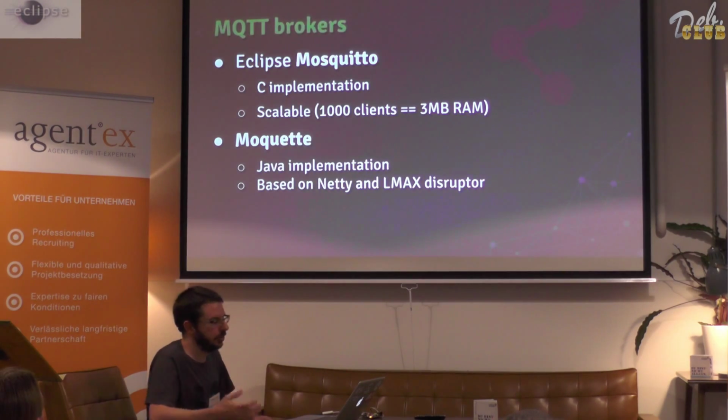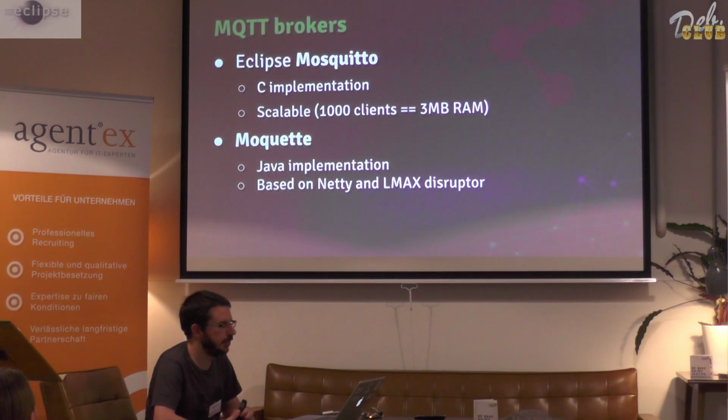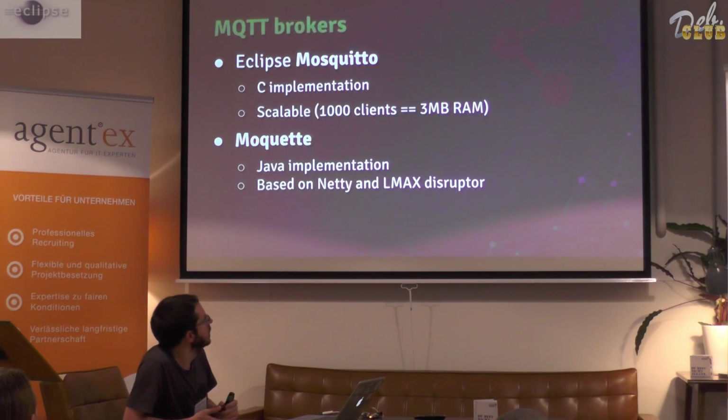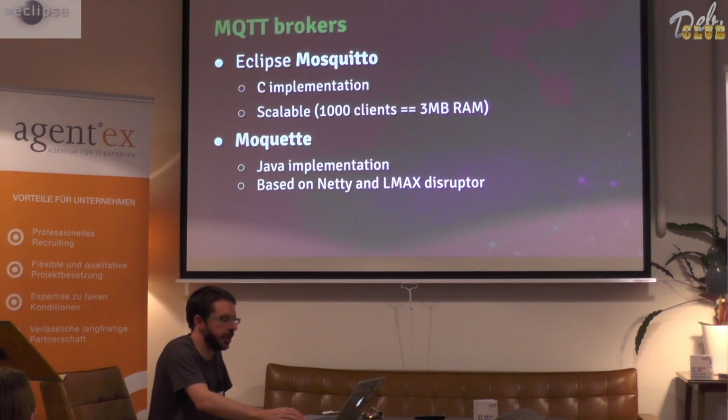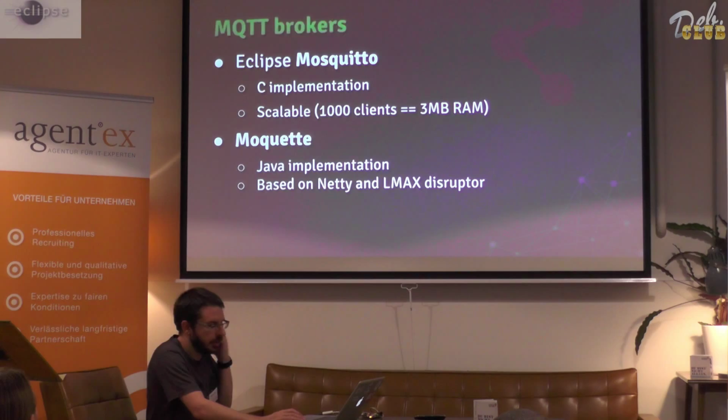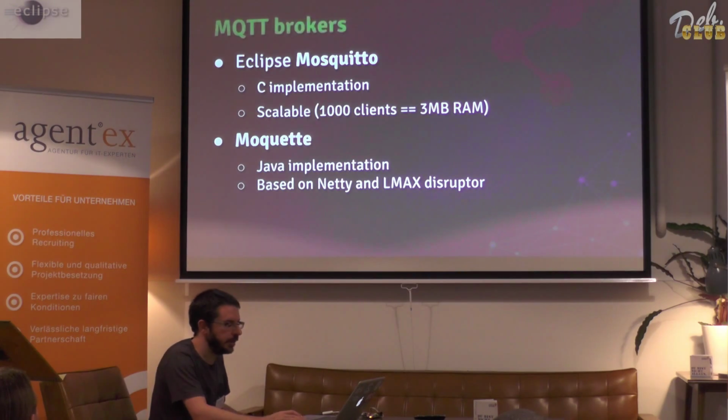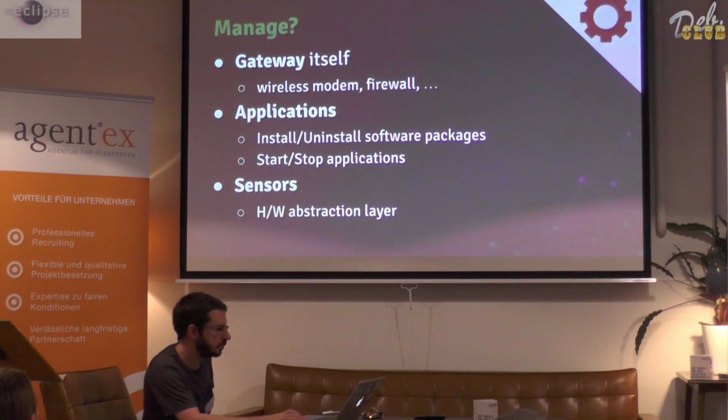So that's kind of the client side, and then on the server side, on the broker side, there is Mosquitto, which is a C implementation of a broker. So it's very scalable, it's very easy to run on even constrained devices. And then there is Moquette, if you're interested in a Java implementation of a broker. Moquette can run inside an OSGi container or as a standalone application.